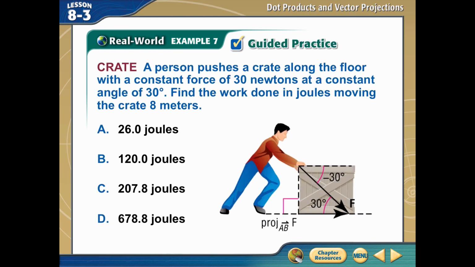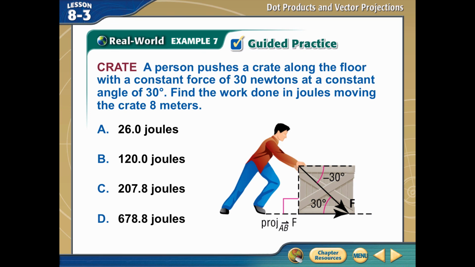Okay, so here we go. A person, we'll call him Bob, is pushing a crate along the floor, constant force of 30 newtons at a constant angle of 30 degrees. Find the work done in joules, and joules is Newton meters.